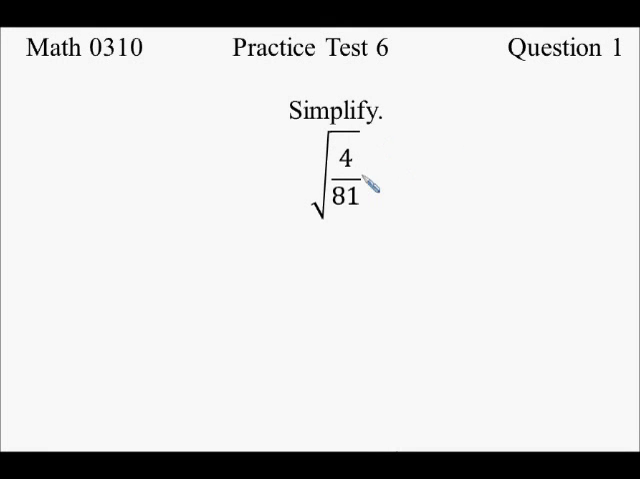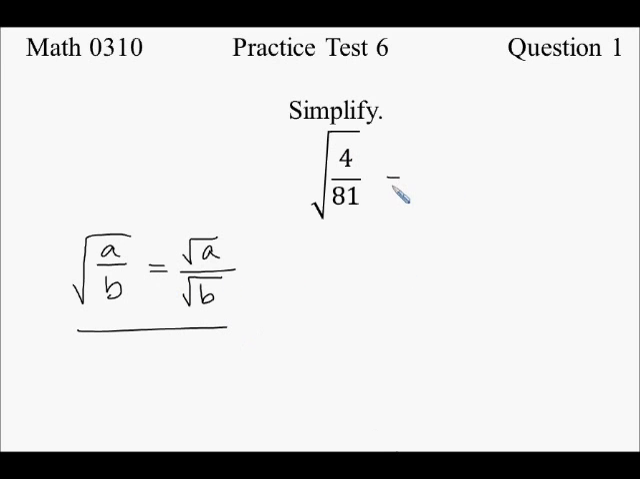Question 1 says simplify the square root of 4 over 81. One thing we want to know before we start off this problem is that the square root of any fraction is the same as the square root of the numerator, the square root of the top of the fraction, over the square root of the denominator, the square root of the bottom. So we can take the square root of a fraction and split it up and think of just the square root of each part of our fraction. That's a property of square roots that we're going to use here.